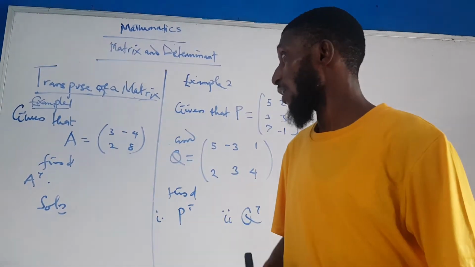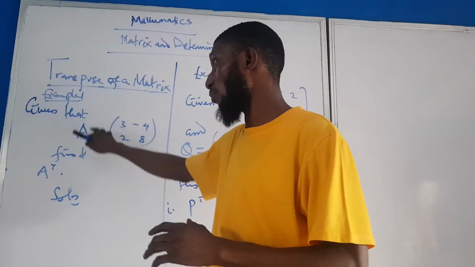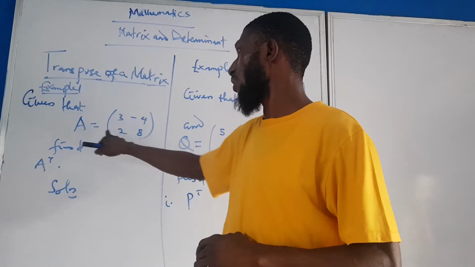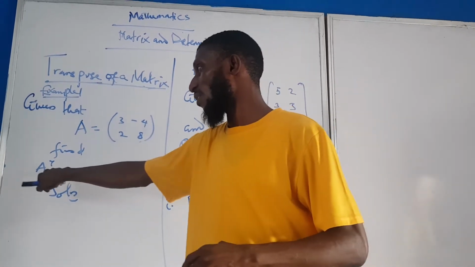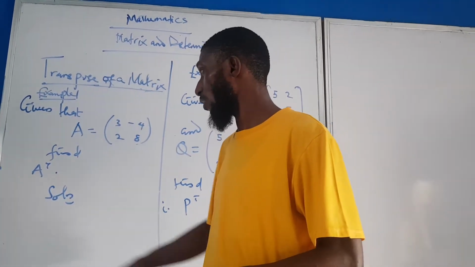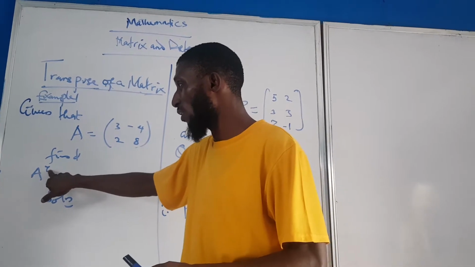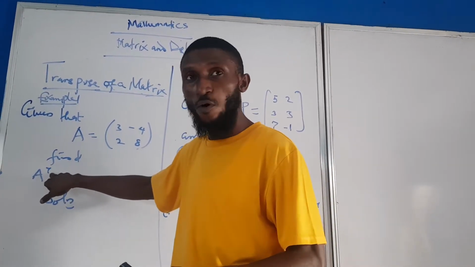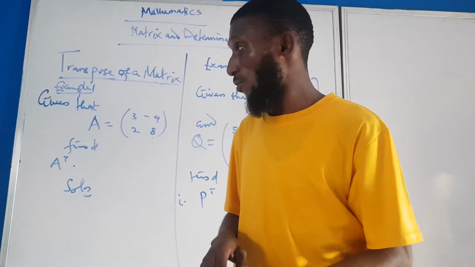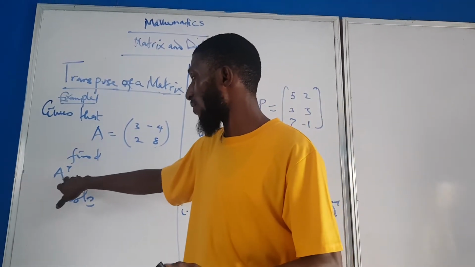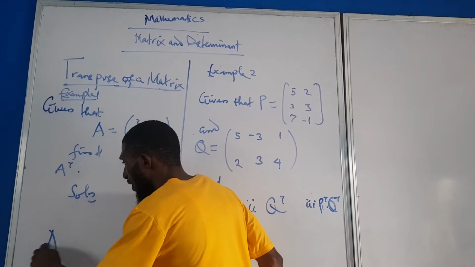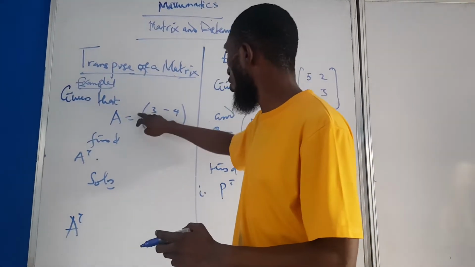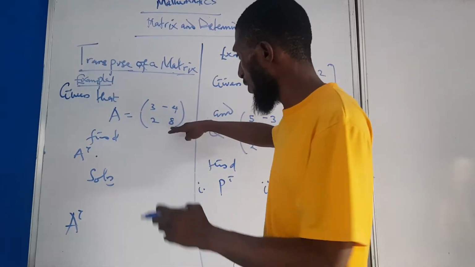Let's take this one as our first example. Example 1. Given that A equals to this, find the transpose of A. We use a small t as a power of A as the symbol of the transpose. Remember I said that it is a method in which we turn all the rows to columns for each set.